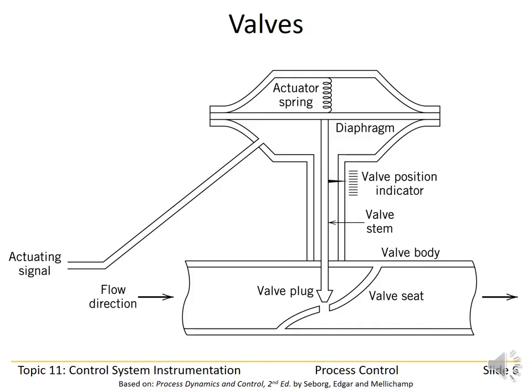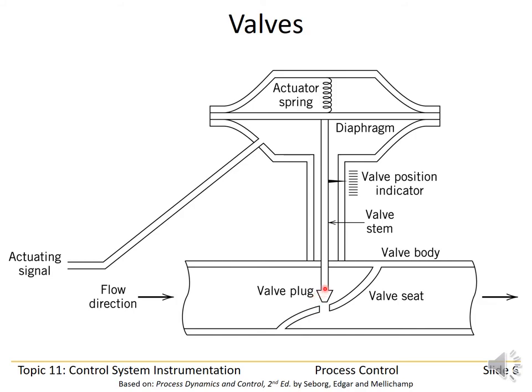Okay, this is a schematic diagram of a pneumatically actuated control valve. This is the actuating signal, a tube or pipe containing air that can be at a different pressure. This top part here is called the valve head. It includes a diaphragm and an actuator spring. The diaphragm can be deflected up or down, and as the diaphragm is deflected up or down, the valve stem rises or falls. Okay, down here is the valve itself, including the valve seat and the valve plug.